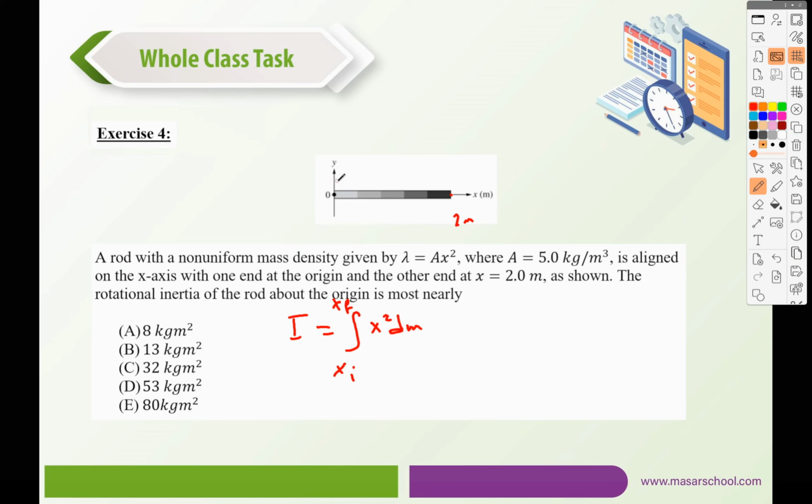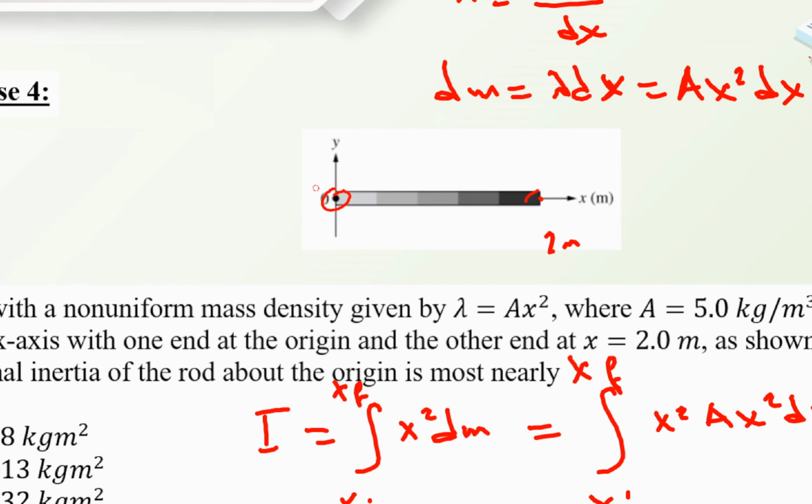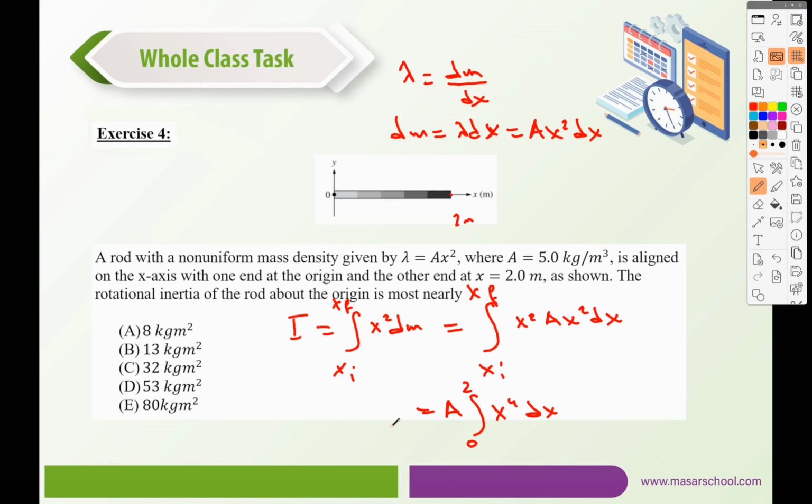Now dm can be simply changed to x by saying that lambda is dm divided by dx, which means that dm is lambda dx, and lambda in this case can be unified back again to x, which is ax² dx. So that would be the integral from xi to xf of x² times ax² dx. Now a is a constant, can be dragged out, and that would be the integral of x⁴ dx. Now our initial position would be 0, our final position would be 2. In such types of integrals, this is not a line integral, this is a scalar integral, which means we should integrate from low to high. It's path independent. a is 5, so let me change this to be 5.